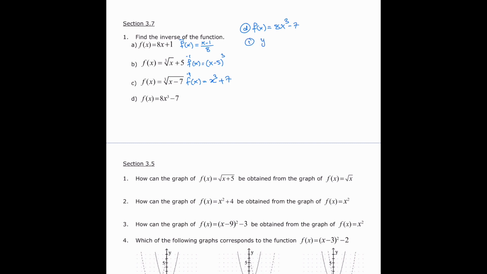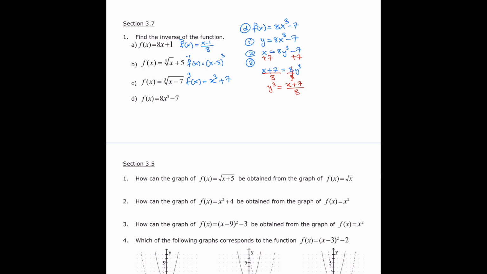First step is to write it as y equals 8x cubed minus 7 as an equation. Step 2 is to interchange x and y. And then 3 is to solve for y. So to solve for y, we're going to first add 7 to both sides of the equation. Now we have x plus 7 equals 8y cubed. We're going to divide everything by 8. We will get y cubed is equal to (x plus 7) over 8.